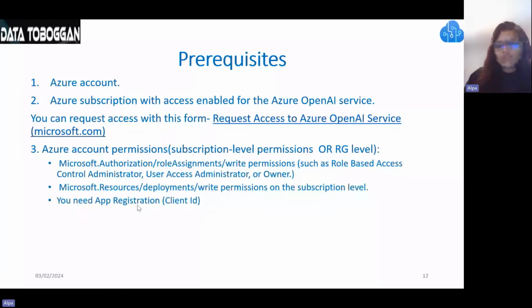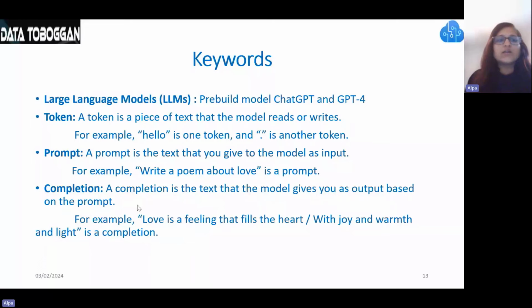So these are the prerequisites to use that, and these are the few keywords. For example, LLMs are large language models, like ChatGPT. You can use this in Azure OpenAI, because when you create Azure OpenAI, you need to use a model. So these are the models. Behind the Azure OpenAI, it's actually using ChatGPT or GPT-4 or the like.